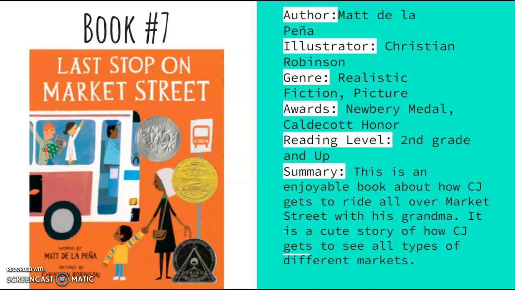And this was a super cute book about how CJ got to spend all day with his grandma, and his grandma decided to take him all over Market Street so that CJ could see all the different types of markets and all the different ways that things were sold. And I really suggest reading this book. It had a lot of super fun pictures in it.